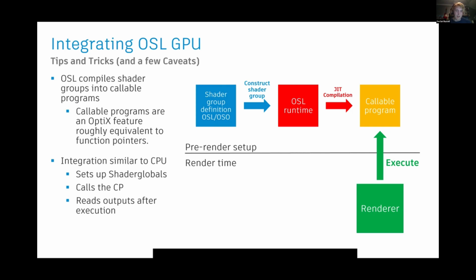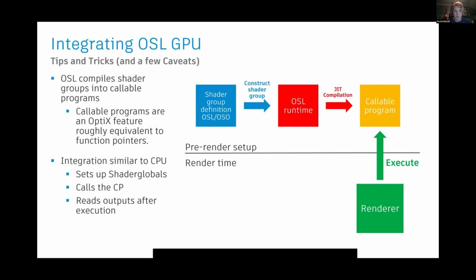And then at execution time, it's very similar to the CPU. You set up your shader globals, you execute your shader group on the GPU. This will be your callable program, and then you read the outputs after your callable program is run.